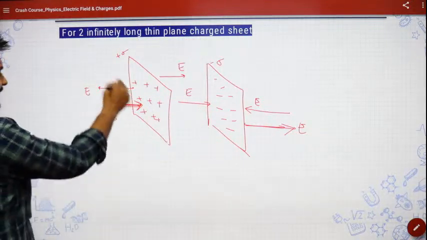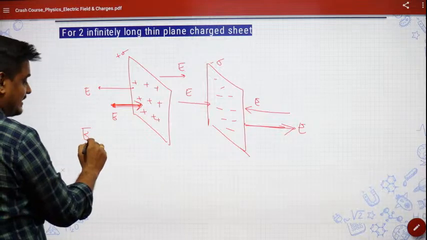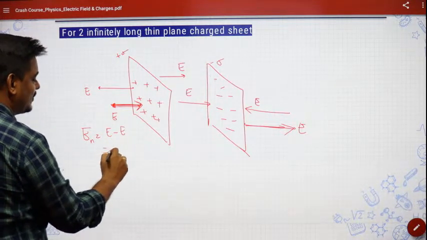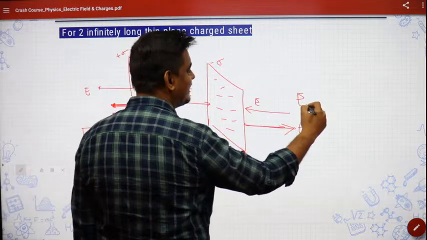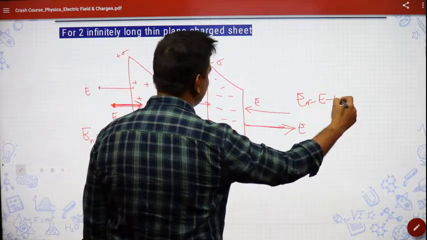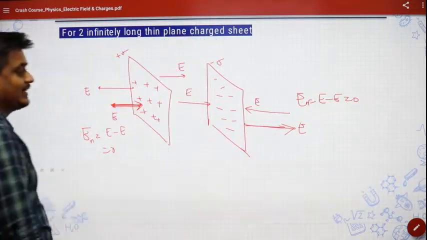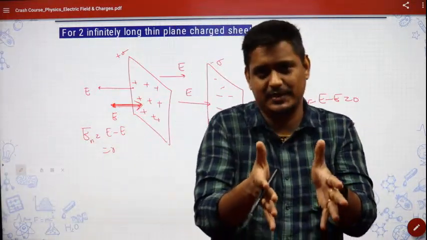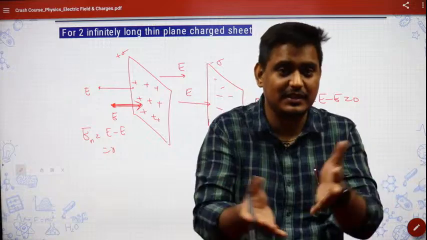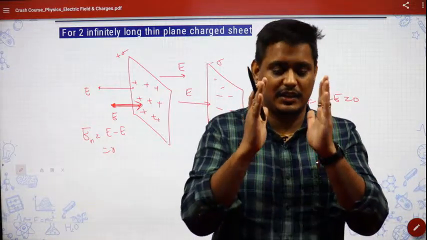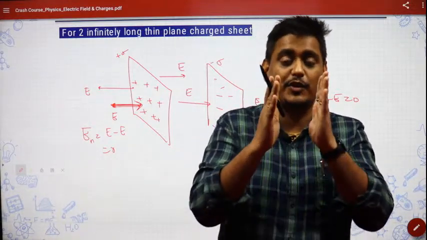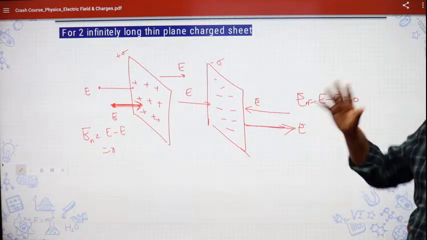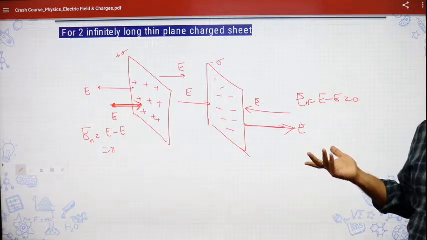So if you see at this end, net E will be equal to E minus E. Net E will be E minus E, that is 0. Same way here, net E is E minus E, that is 0. What I'm coming to say, if you have two plates which are dissimilar, it's something like a capacitor, or like two charged plates, like when you are trying to keep them charged. On both the sides, outside the plates, we have no electric field, it is 0.